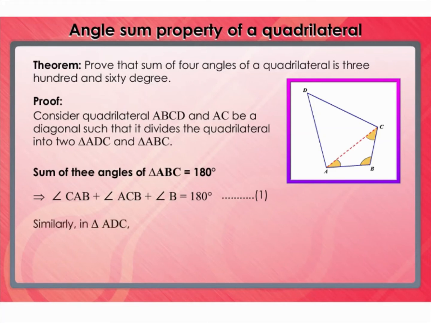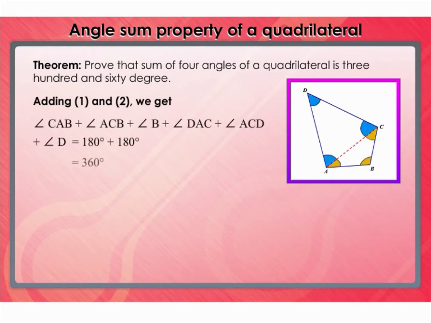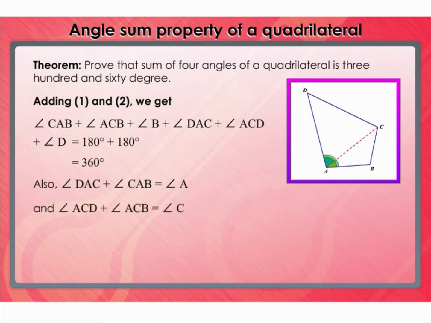Similarly, in triangle ADC, angle DAC plus angle ACD plus angle D is equal to 180 degrees. Consider this as equation 2. Adding equations 1 and 2, we get the sum of the angles is equal to 360 degrees. Also, angle DAC plus angle CAB is equal to angle A, and angle ACD plus angle ACB is equal to angle C. This implies angle A plus angle D plus angle B plus angle C is equal to 360 degrees.